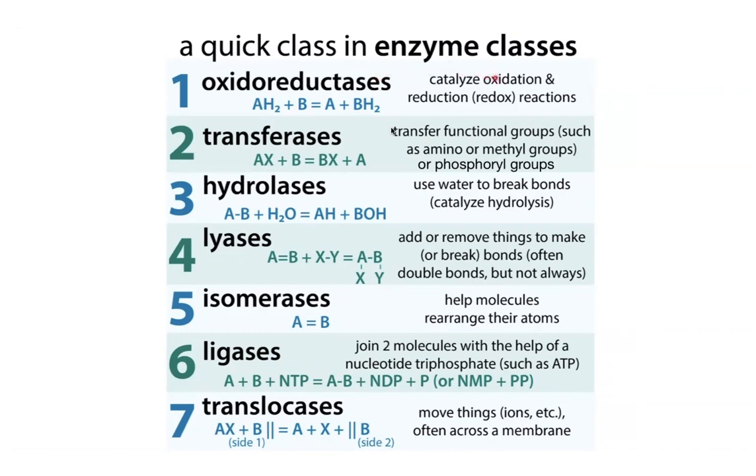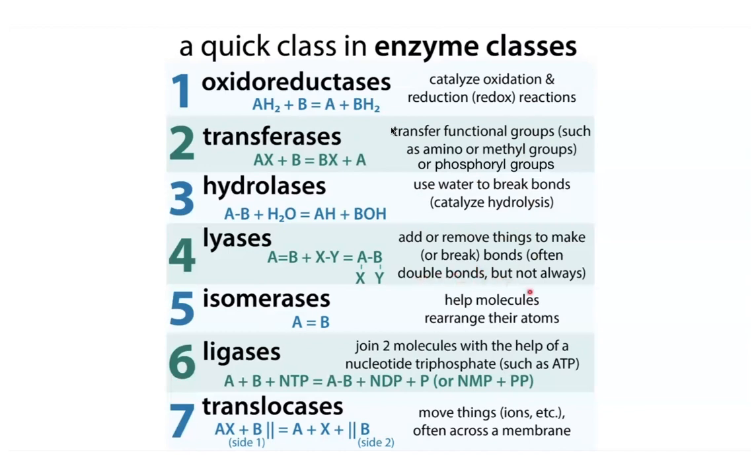oxidoreductases. These catalyze our redox reactions. We'll have transferases, which transfer functional groups such as amino, methyl, or phosphoryl groups. Hydrolases use water to break bonds. Lyases add or remove things. These are trickier. They add or remove things to make or break bonds. You'll often see them doing this with double bonds, but not always. The key is that they do it by mechanisms other than using water or redox.